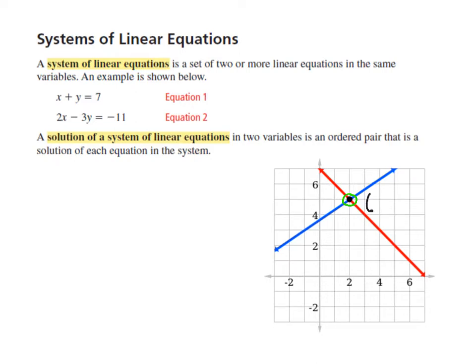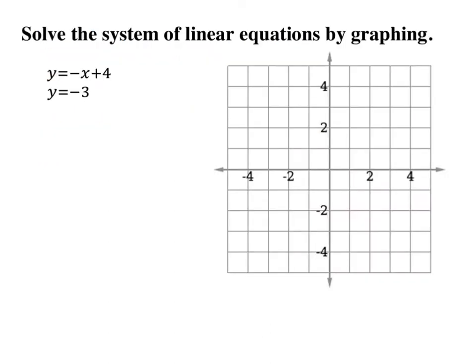So in this case, my solution was the point 2, 5. Right? So the answer is an ordered pair. I write my answer as 2, 5. So let's take a look at this first example.